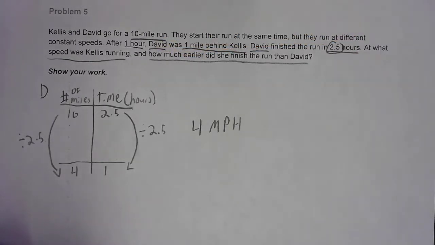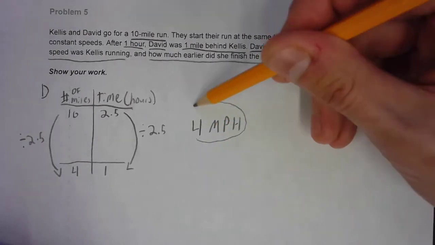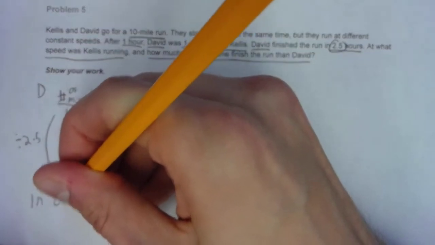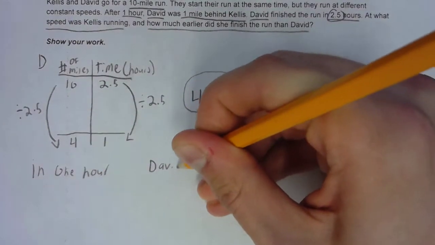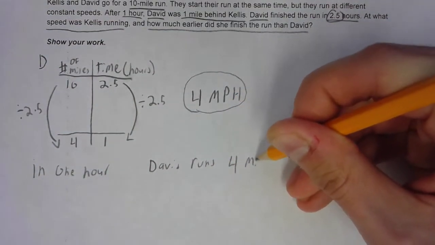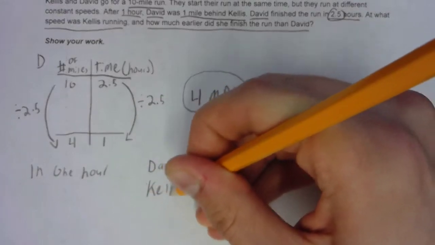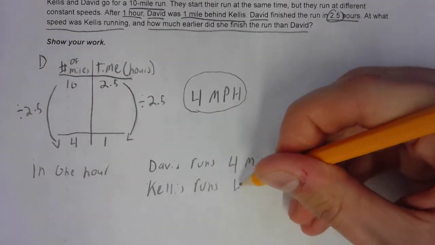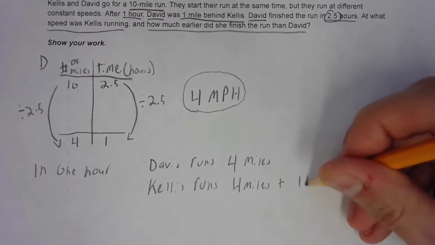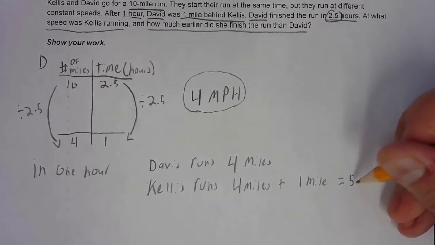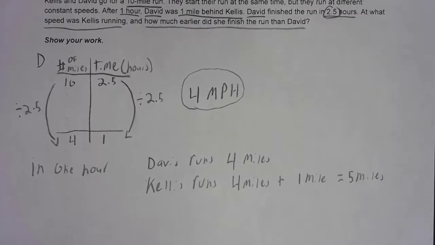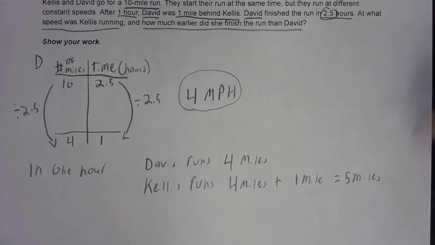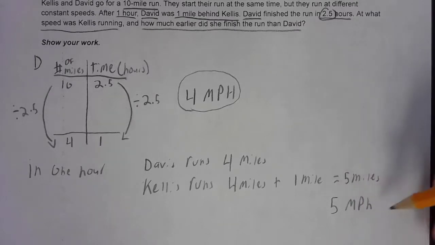So what else do we know? After 1 hour, David was 1 mile behind Khalees. So we know that David was a mile behind Khalees after the first hour of running. So how many miles did David run in 1 hour? We know that in 1 hour, David runs 4 miles, right? And Khalees runs that same 4 miles plus an additional mile because she is a mile ahead. So she is running 5 miles in that first hour, which means that if you are doing it by miles per 1 hour, mph, she is running at 5 mph, 5 miles per hour.